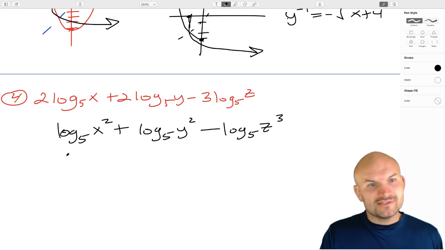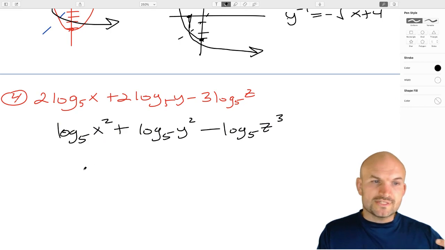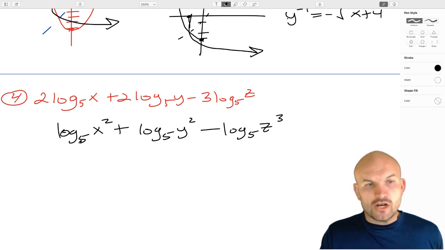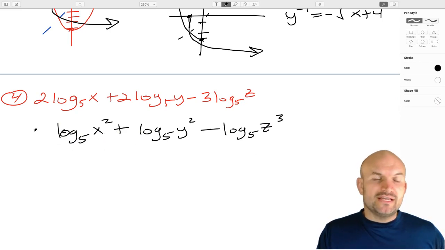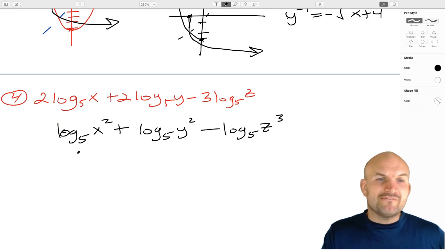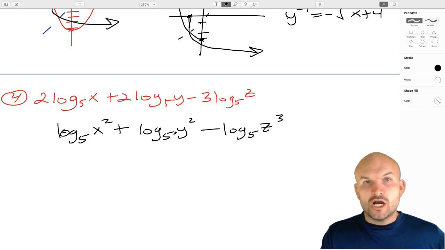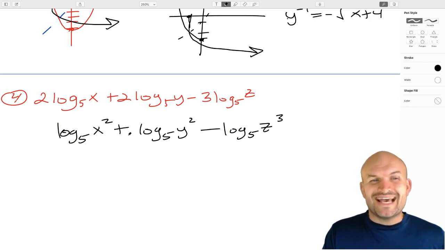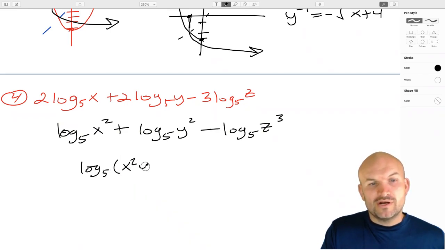or product and quotient rules, sorry, it's been a while, of logarithms. But again, you can only apply those rules when your logarithms have the same base. Thankfully, here we have the same base of 5. So I'm just going to work from left to right. When we have the sum of two logarithms with the same base, we can rewrite that as a product. So I could say log base 5 of x squared times y squared.